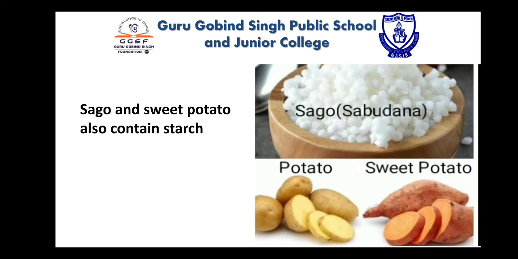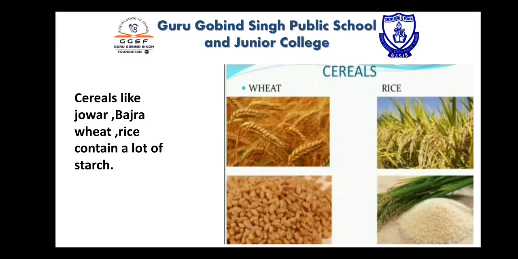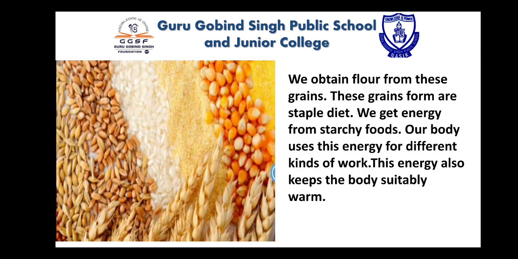Let's move further. Sago and sweet potato also contain starch. Sago, we also call it sabudana. Cereals like jowar, bajra, wheat, rice contain a lot of starch. We obtain flour from these grains. These grains form our staple diet. Staple diet means main food, which food we eat regularly.